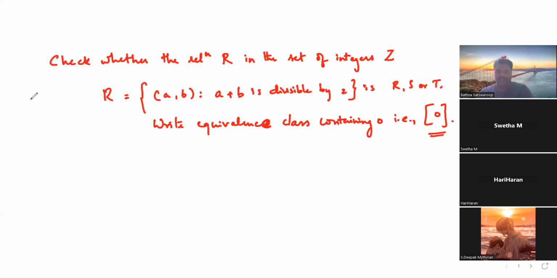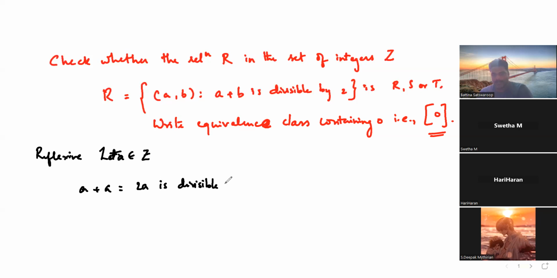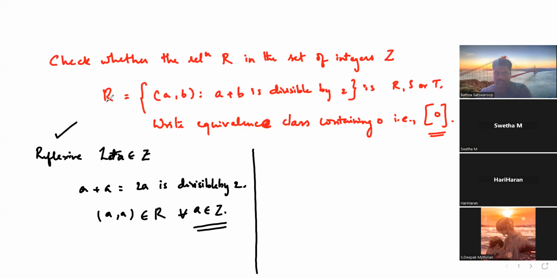They have given divisible by 2. So first we have to write for reflexive. Let A belong to Z. A plus A equals 2A. 2A is divisible by 2. So I can say (A, A) belongs to R for all A belongs to Z. Right? Reflexive is done. Next we need symmetric.